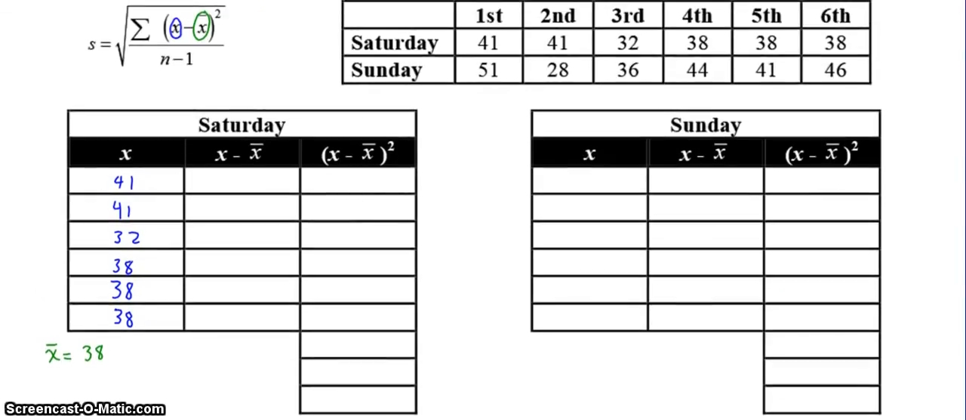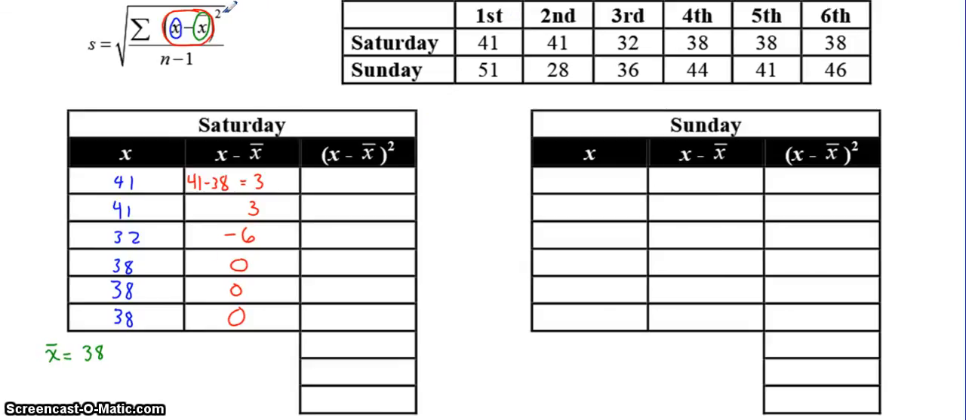The next thing you have to do is to calculate the deviation, which is the piece of data subtract the mean. So you take each piece of data and subtract the mean. So 41 minus 38, etc. 41 minus 38, 32 minus 38, 38 minus 38, same here, same here.